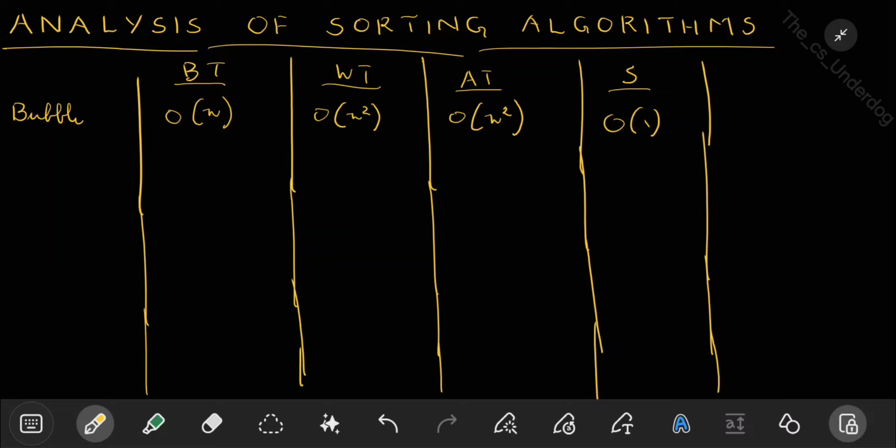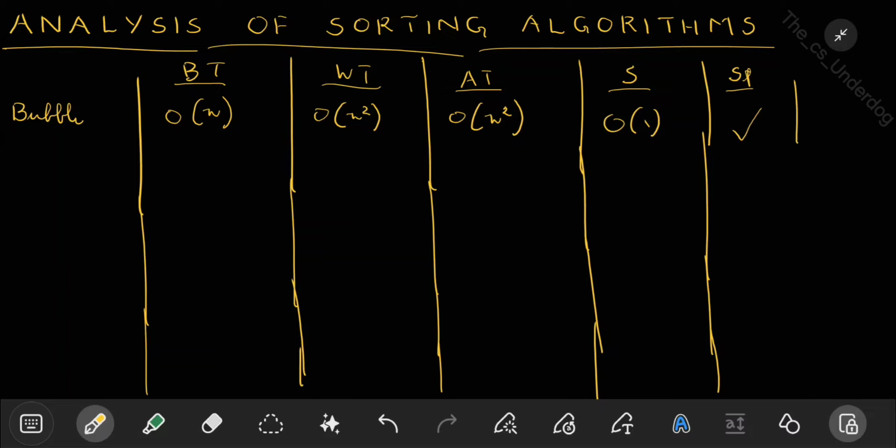Next thing is about stability. Is this a stable algorithm? Yes, it is stable. Why is it stable? In case there are two elements which are of the same value, you won't be exchanging the positions of those elements. Whatever was the first among them will be the first among them in the final sorted list as well. This is why it is a stable algorithm.